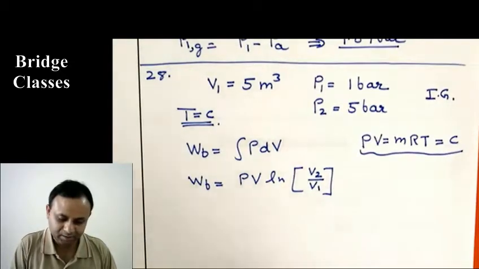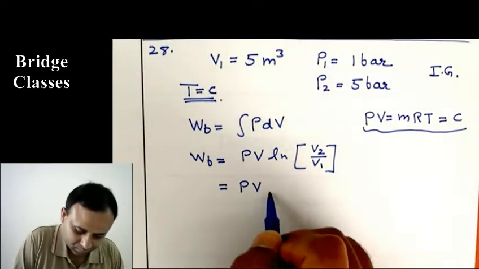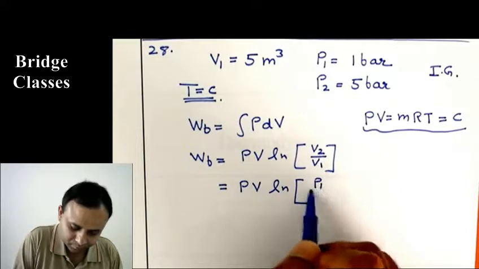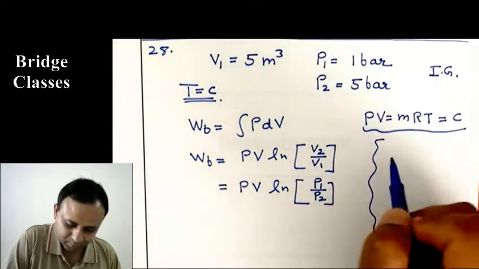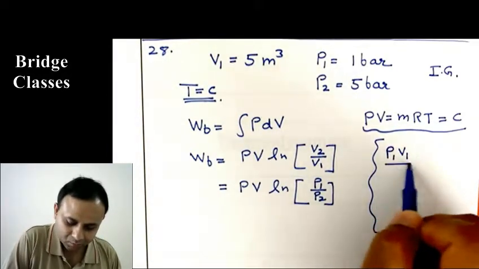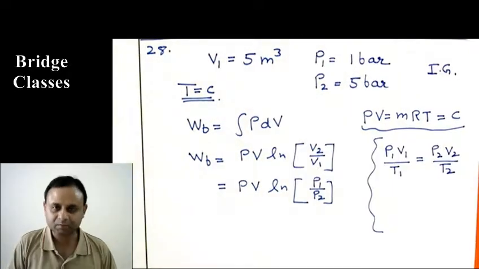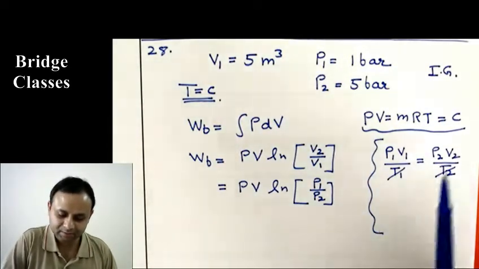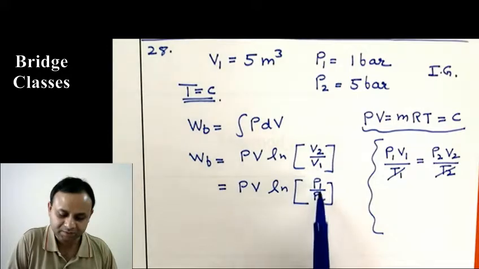You can write it in different ways by using the ideal gas law. You can also write this as PV log P1 over P2. Because see, you have P1 V1 over T1 equals P2 V2 over T2. Both of these are mR and it is a constant temperature process, so T1 and T2 cancel. So the ratio of volume equals the ratio of pressures, but reciprocal of that. V2 over V1 is P1 over P2.